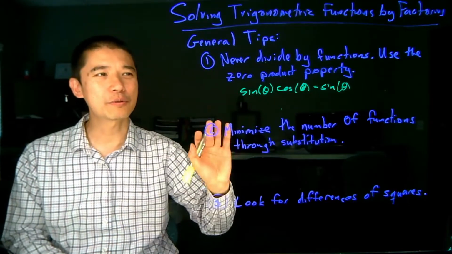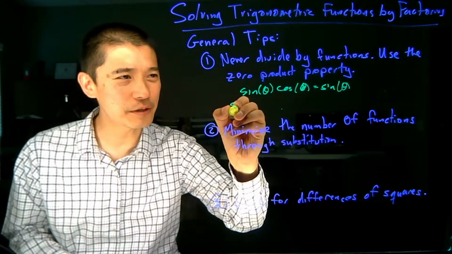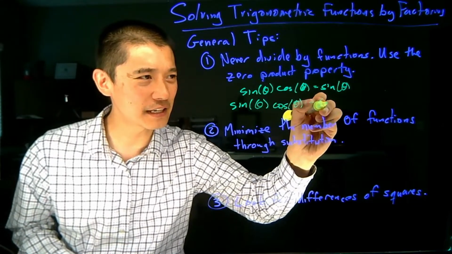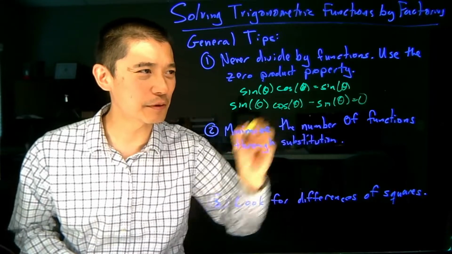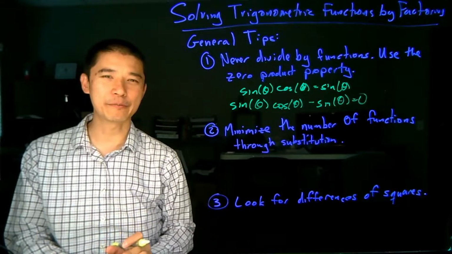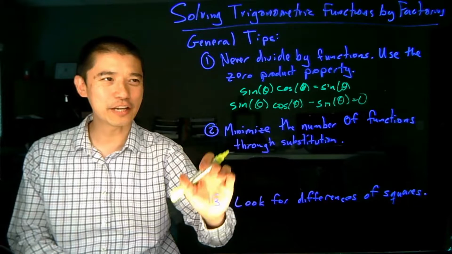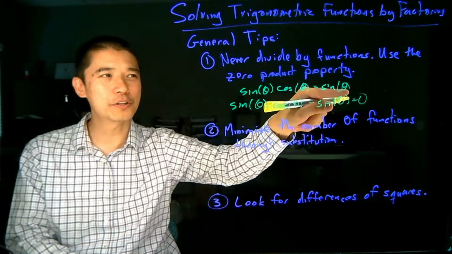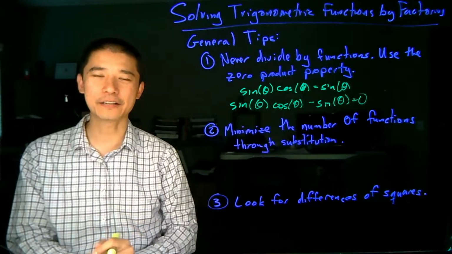So instead, what you want to do is you always want to try to move towards factoring. Sine theta times cosine theta minus sine theta equals zero. And then use the zero product property from here. Because now when you do the factorization, you will have the explicit case, sine of theta might be equal to zero, which doesn't happen if you go from here and try to divide.